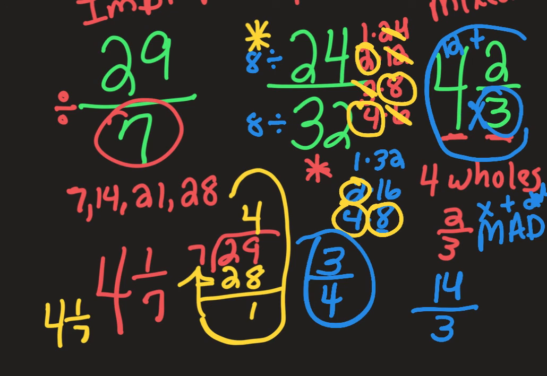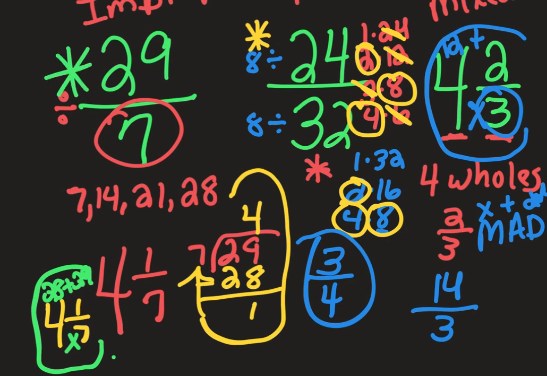Anytime that you want to check a mixed number, all you have to do is convert it back to an improper fraction if you want to make sure you did it the correct way. So if I have the mixed number of 4 and 1/7 and I want to check and make sure I did it correctly, all I got to do is reconvert it. 7 times 4 is 28, plus 1 is 29 over 7. That's exactly what I started out with.